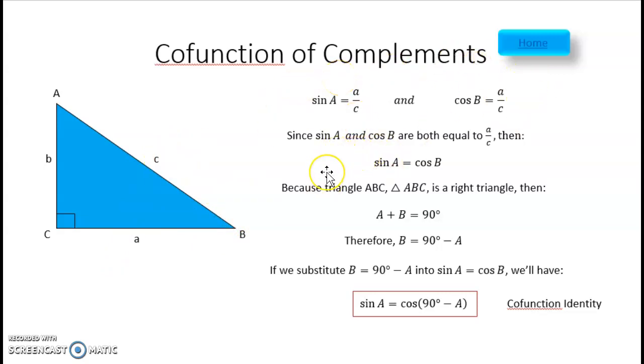Now since both sine of A and cosine of B are equal to A over C, then I can say that sine of A is equal to cosine of B. Since they're equal to the same thing, they must be equal to each other. Now because angle C is already 90, that means that angle A plus angle B has got to be 90, because if I add every single angle up, that's got to be 180.